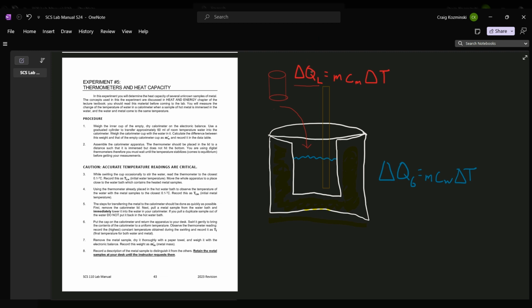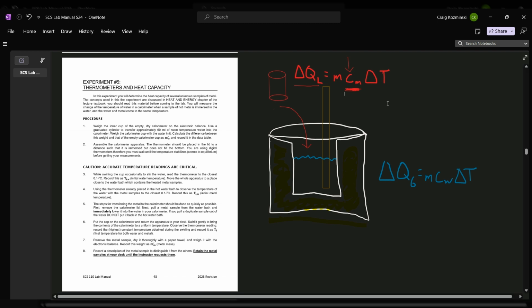When this equilibrium is reached, we will measure this by determining the maximum temperature of the water inside of the calorimeter. We'll be able to conduct a basic calculation to determine the heat capacity, that is our C sub m term in our equation, of any particular unknown metal. And so we'll have a group of unknown metals, and your goal is going to be to identify the unknown metal by calculating its heat capacity. So we'll go into a little bit more detail on these calculations on the next slide.